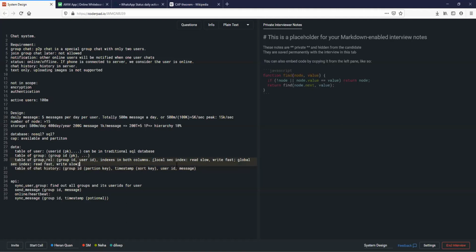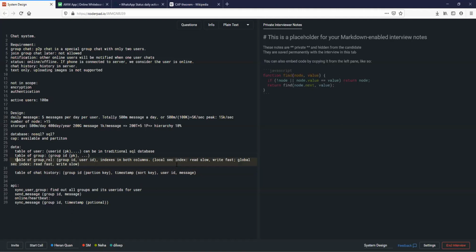Other tables can be in a SQL database, especially group relation, because that won't be a lot of data. And the chat history can be a big problem, so that should be in a NoSQL database. What do you guys think? We can divide this into different databases. Do you agree?